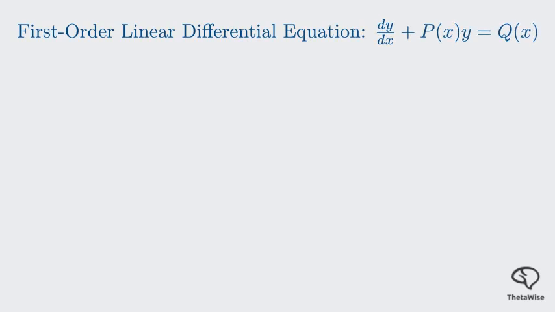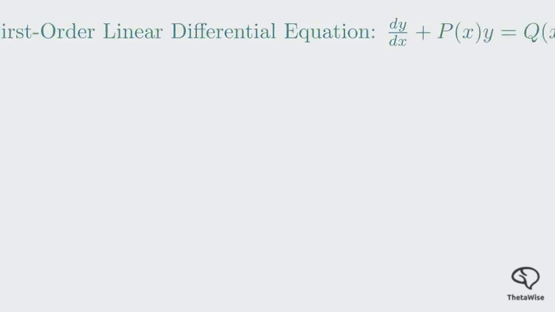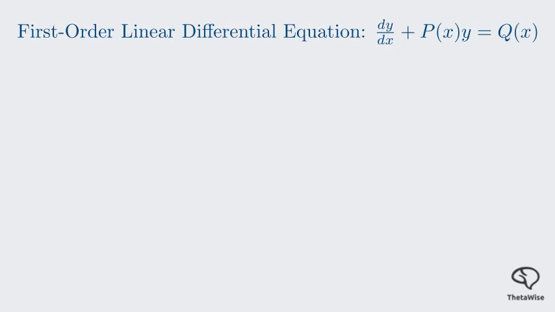Let's break that down. First order means the highest derivative is the first derivative, dy/dx. Linear means the dependent variable y and its derivative dy/dx are raised to the power of 1, and they are not multiplied by each other. The functions p of x and q of x can be any functions of x. Now, how do we solve an equation like this?